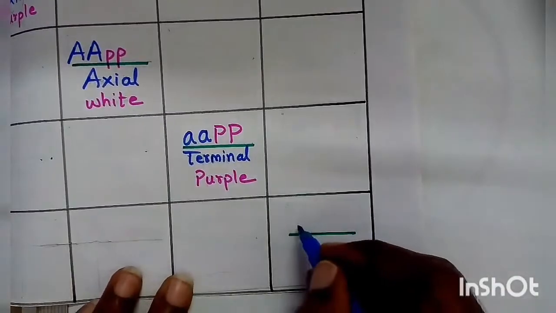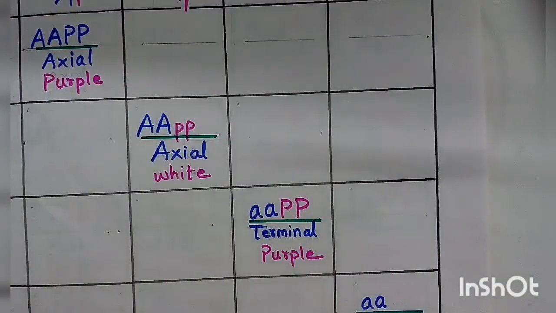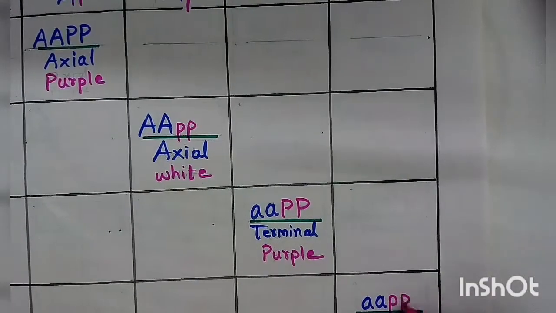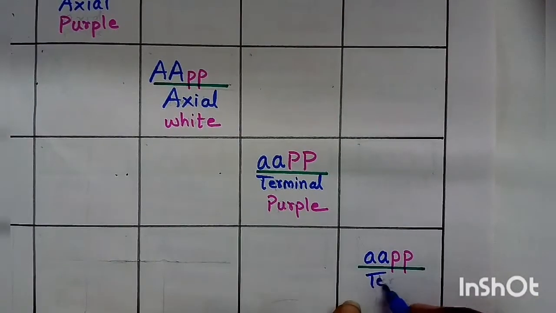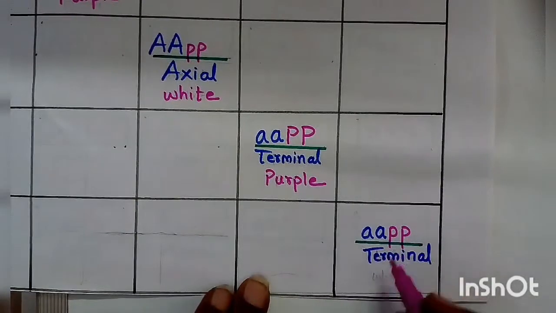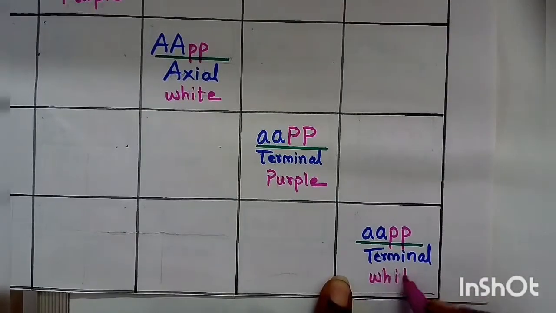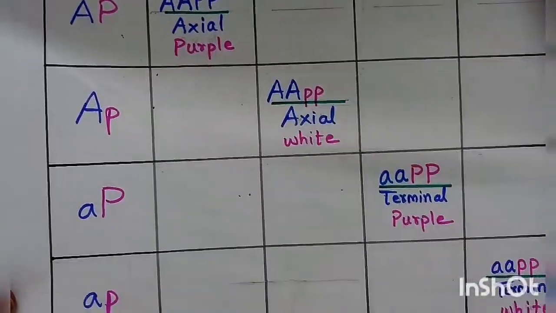Then in this square, this is small a. This is also small a. So we have to write the alphabets as small a, small a. Then this is small p. This is also small p. So this is small p and small p. See the difference? All the alphabets are small. So 2 small a means terminal and 2 small p represents white flowers. See, all the progenies are different from each other.